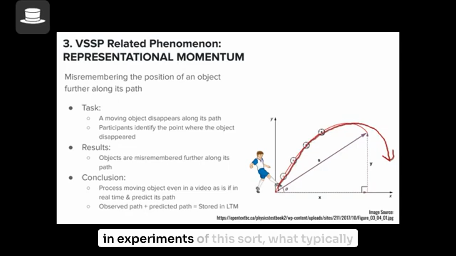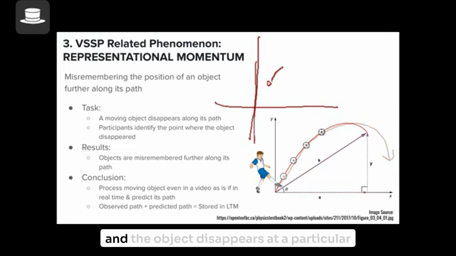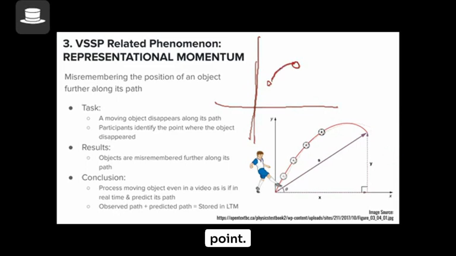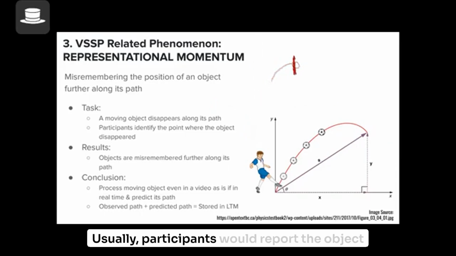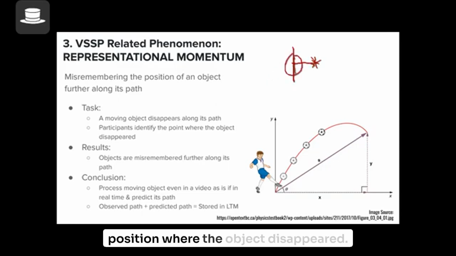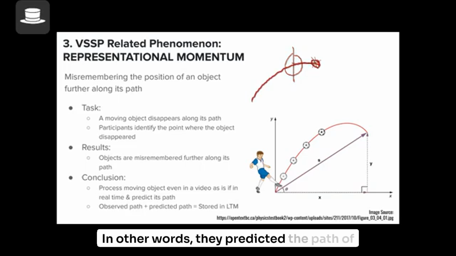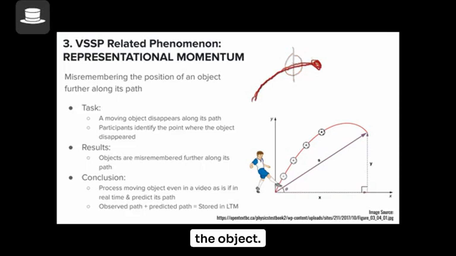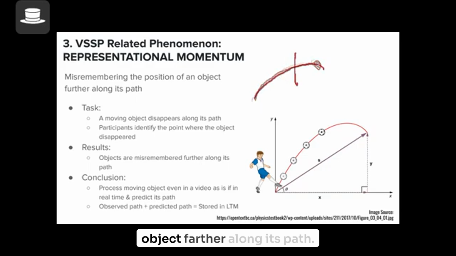In experiments of this sort, what typically happens is participants see a moving object and the object disappears at a particular point. Participants would be asked where the object disappeared. They have to identify the point where the object disappeared. Usually, participants would report the object disappeared further along than the actual position where the object disappeared. In fact, not only further along, but along the path of the object. In other words, they predicted the path of the object. That's why they did it. So this misremembered the position of the object further along its path.